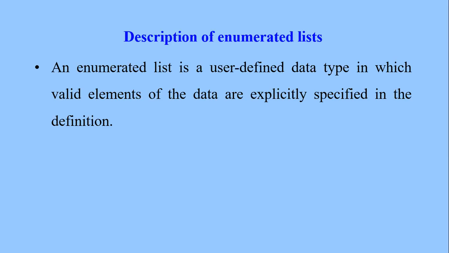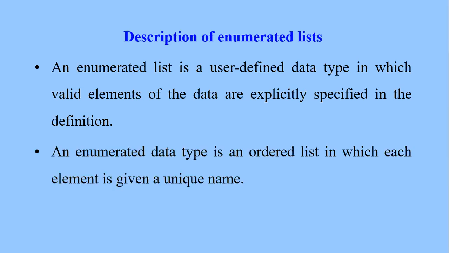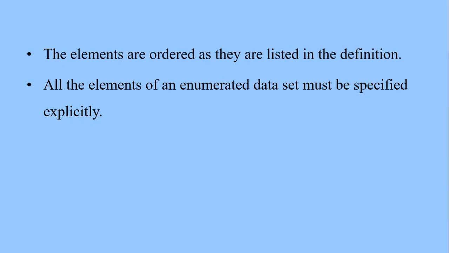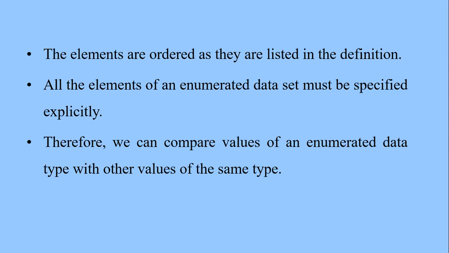An enumerated list is a user-defined data type in which valid elements of the data are explicitly specified in the definition. An enumerated data type is an ordered list in which each element is given a unique name. The elements are ordered as they are listed in the definition, and all the elements of an enumerated dataset must be specified explicitly. Therefore, we can compare values of an enumerated data type with other values of the same type.